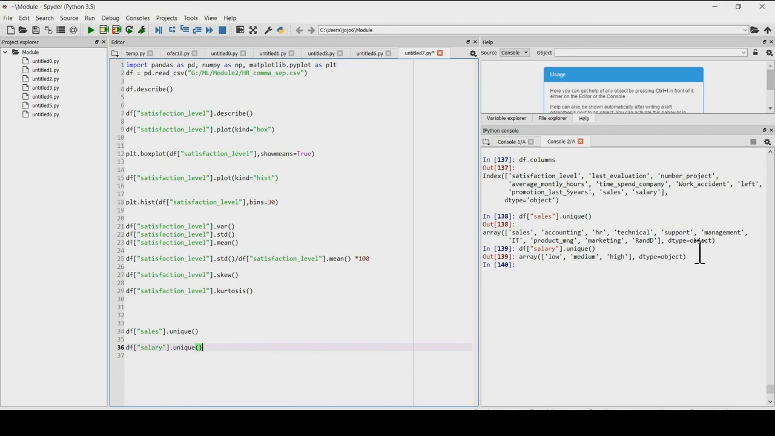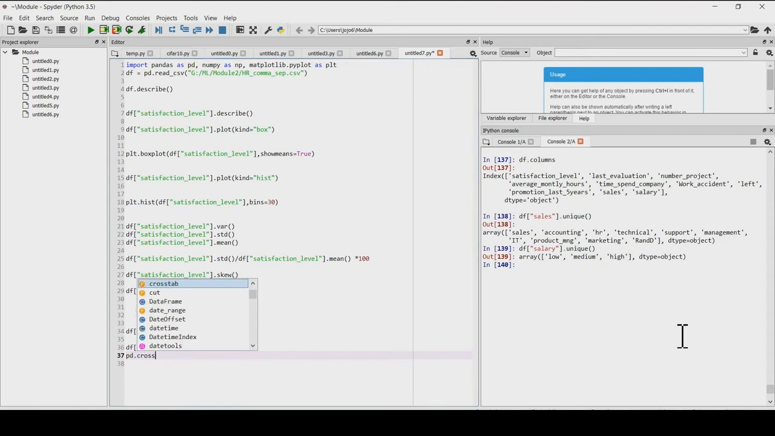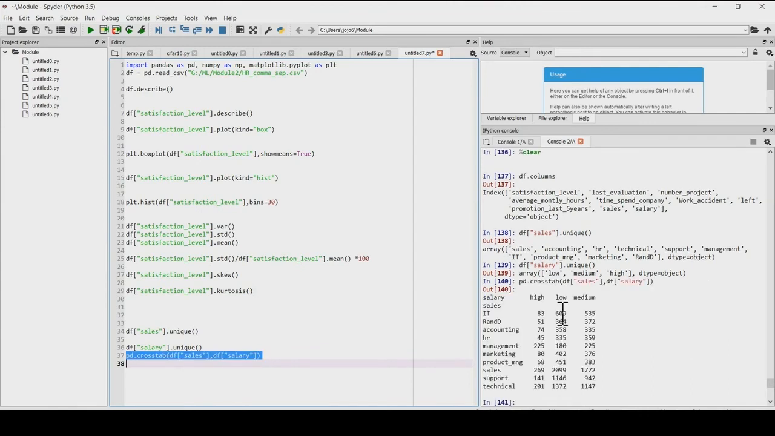Cross tab is analogous to pivot tables, and pandas provides you a ready-made function to do cross tab. So we say pd, which represents the pandas object, dot crosstab. We pass in the first column of interest, that is sales, and we pass in the second column of interest, which is salary. And pandas will automatically create a cross tab for us in an easy and neat format. Here we go. As we interpret this, let's say for the department technical, we have around 201 high salary employees, 1,372 low salary employees and 1,147 medium salary employees.